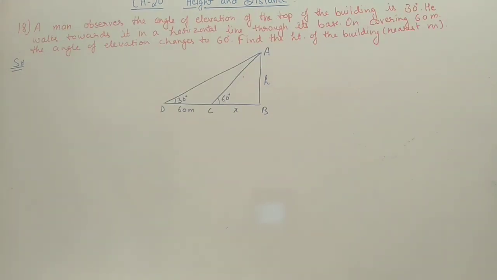Question number 18. A man observed the angle of elevation of the top of building is 30 degree. He walks toward it in a horizontal line through its base. On covering 60 meter, the angle of elevation changes to 60 degree. Find the height of the building.